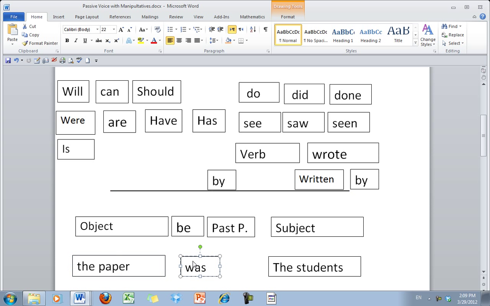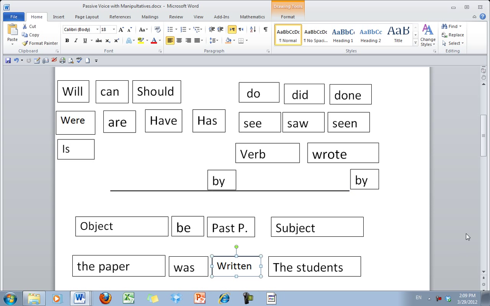Let me move that over. Also, it's not just past tense form of be, it's the singular form. For example, the paper is singular, so was is past tense and singular. Okay, so the paper was. Now we need past participle. This is an abbreviation for past participle. So the past participle, or the third form of the verb write, is written. For example, write, wrote, written. So written is the third form, the past participle.